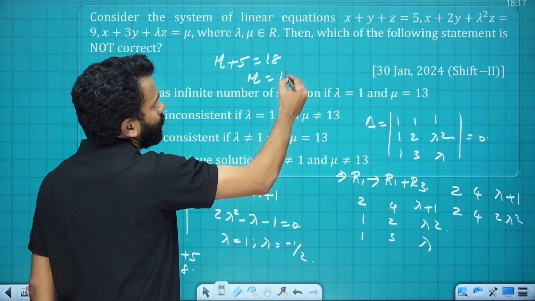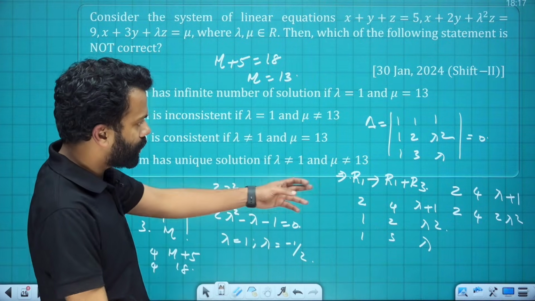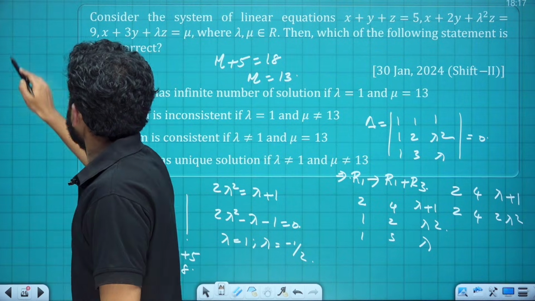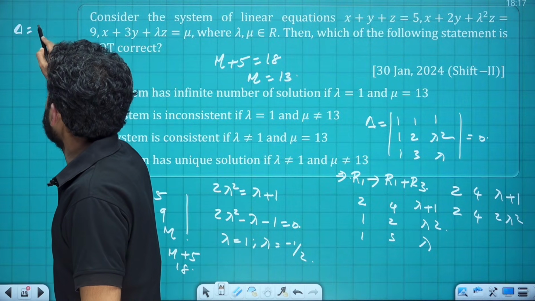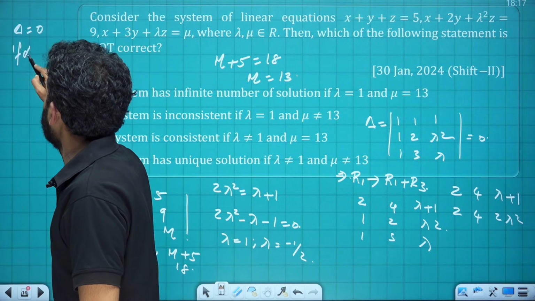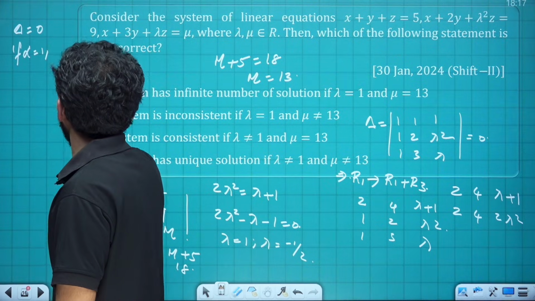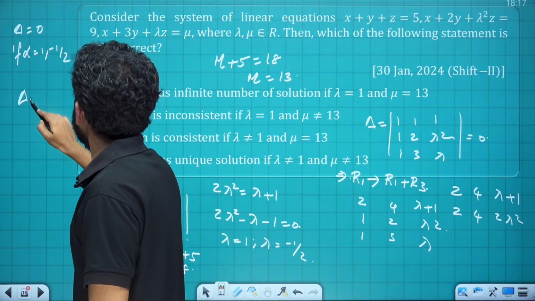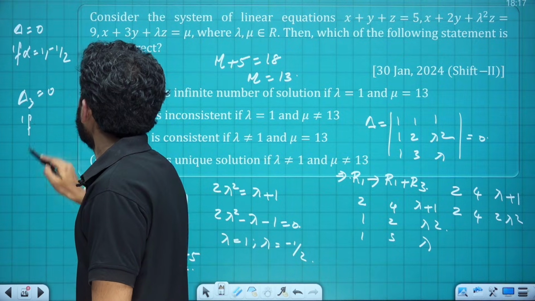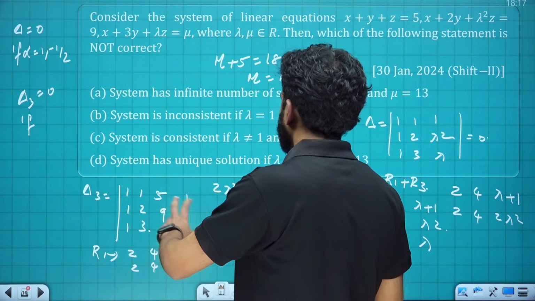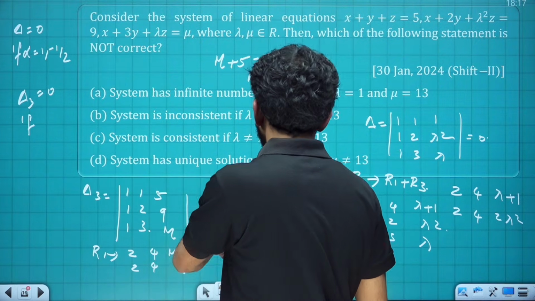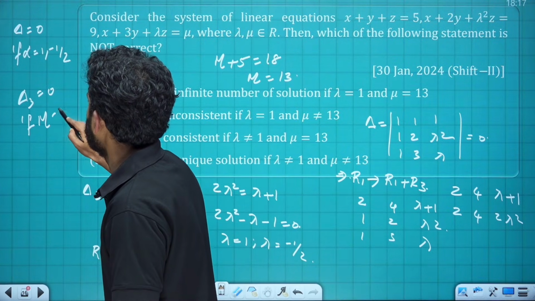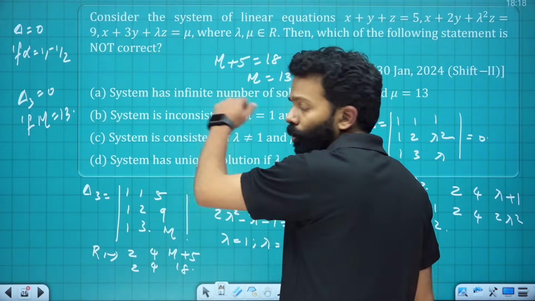Then mu is equal to what? 13. Okay, so now you have the values of lambda and mu as well. Therefore, we can draw the conclusions here. That is, delta is equal to 0 if alpha is equal to 1, minus 1 by 2, and delta 3 is equal to 0 if mu is equal to 13. Okay, then let's go through the options.